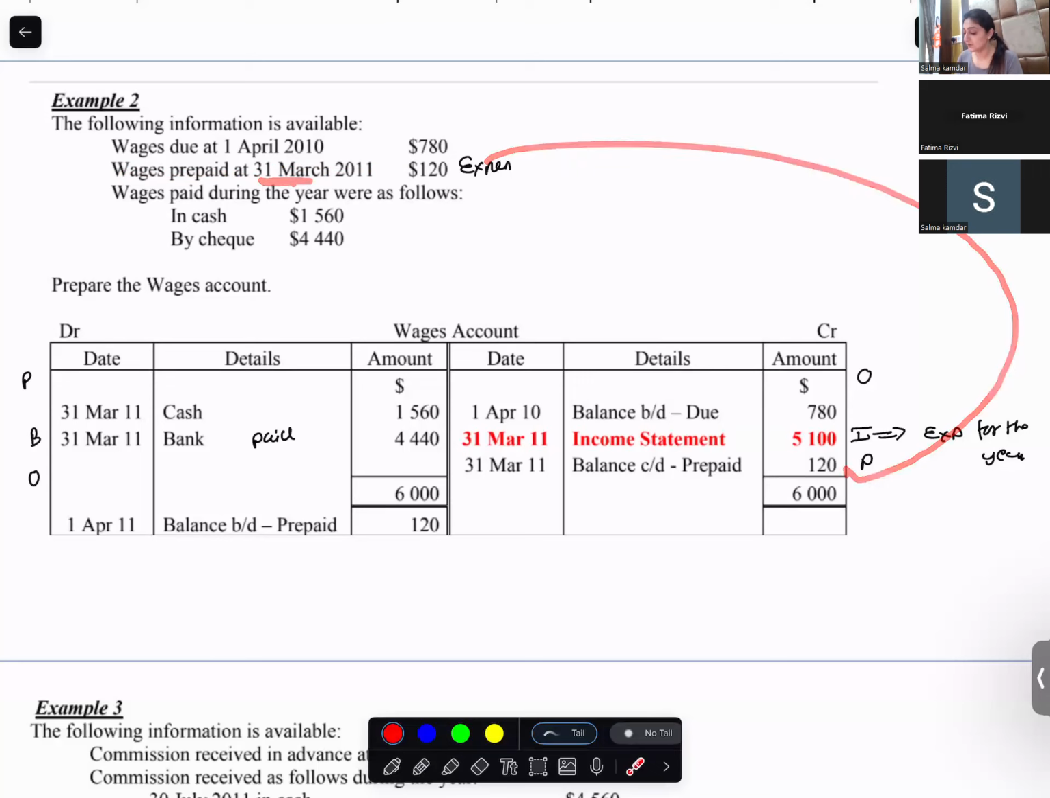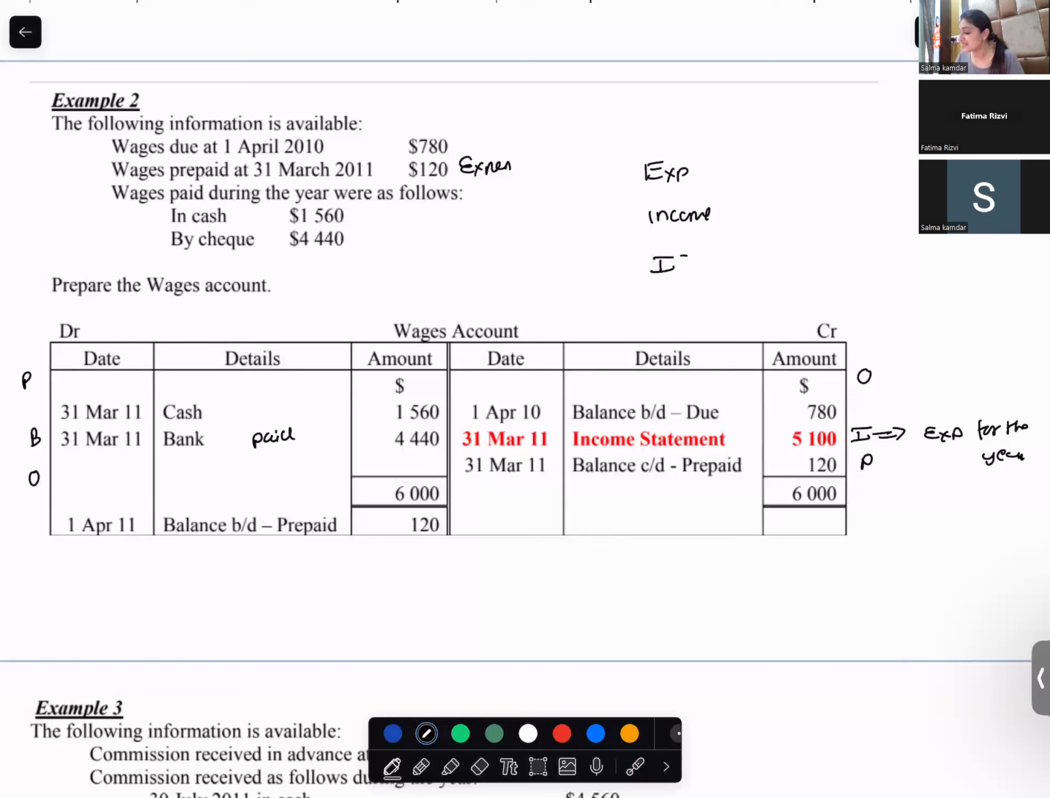Wages paid. Where? Wages paid on the debit side. What you pay by cash, you will write cash. What you pay by cheque, you will write bank, on the last date. Correct? Then you will close it. When you close it, you first have to see whether you have the expense for the year or the income for the year. If the income statement part is not there, then your balancing figure is the income statement.